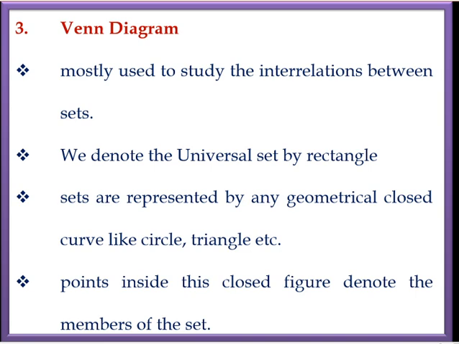Here we denote the universal set by a rectangle. Now what is a universal set? Any non-empty set of which all the sets under consideration are subsets is called the universal set. The sets are represented by any geometrical closed curve like circle, ellipse, triangle, etc. Points inside this closed figure denote the members of that particular set.